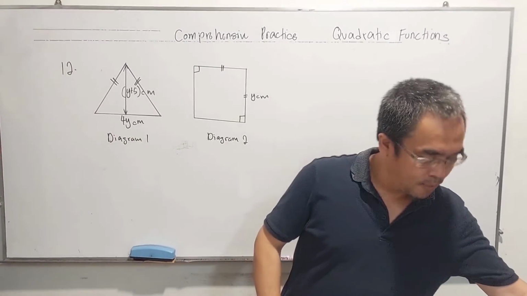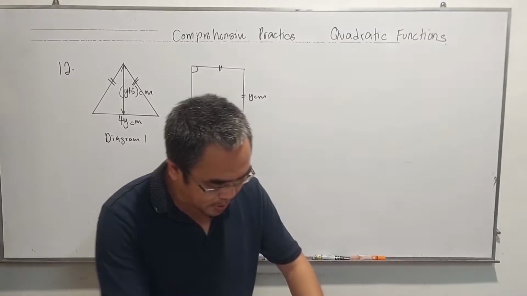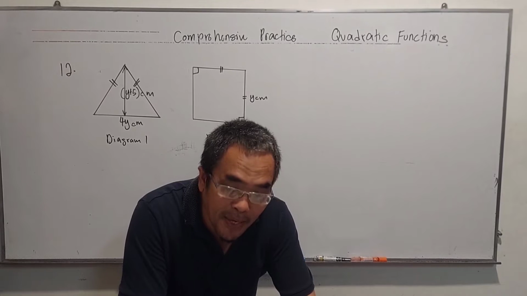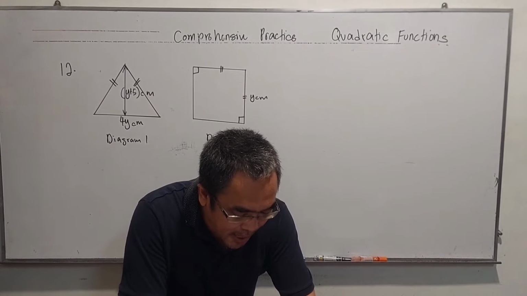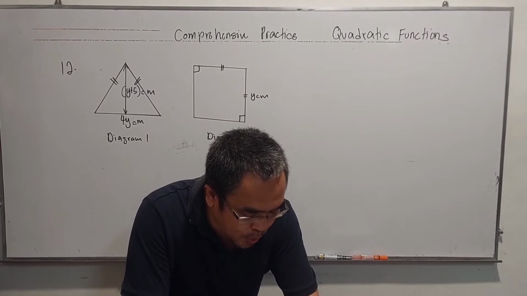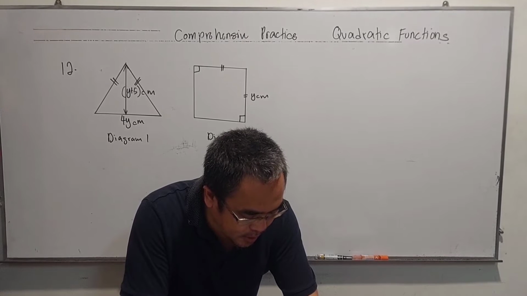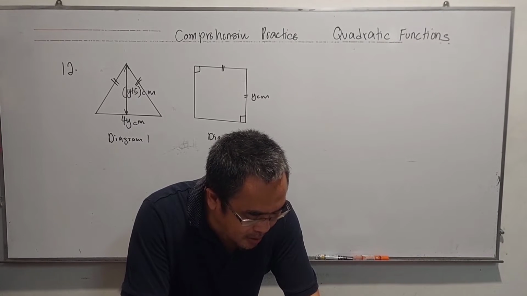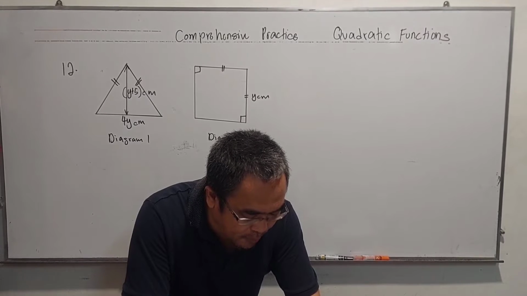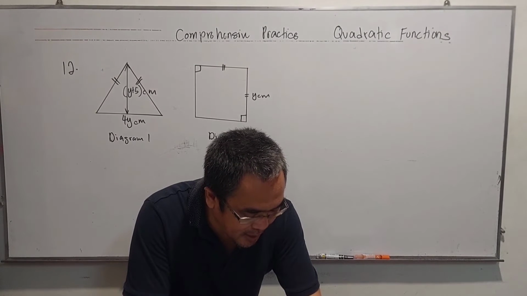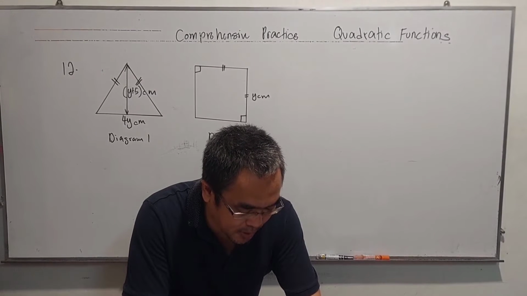Okay, the last question for today. Number 12. Diagram 1 shows an isosceles triangle with a base of 4y centimeter and a height of y plus 5 centimeter. Diagram 2 shows a square with sides of y centimeter. The area of the triangle is more than the area of the square by 39 centimeters square. Calculate the difference in perimeter between both shapes.